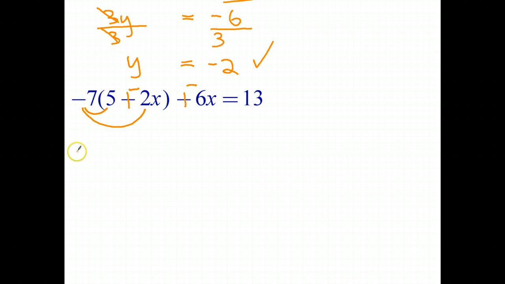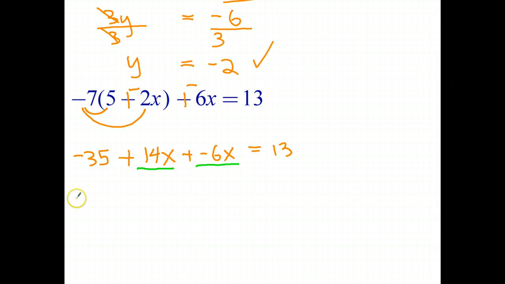So negative 7 times 5 is negative 35, plus negative 7 times negative 2x. Well, a negative times a negative is a positive, so that gives me plus 14x, and I'll just copy that down, plus negative 6x equals 13. So step 1, I expanded the brackets. Step 2, I notice that I now have two terms both involving x, so they're like terms. Now I can simplify by adding like terms.